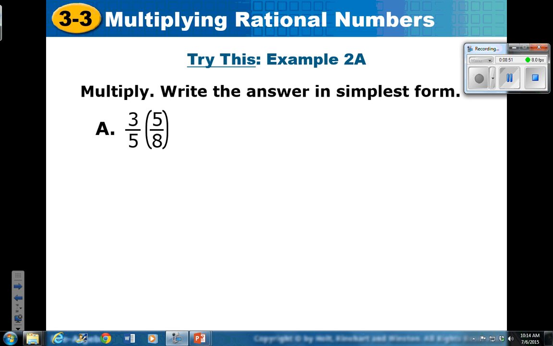So our problem is 3/5 times 5/8. We're looking to cancel. We've got a 5 on the top and a 5 on the bottom. That's the simplest kind of canceling. Those both go away and become 1s. 8 and 3 do not share a common factor, so there's nothing else to cancel. 3 times 1 is 3, and 1 times 8 is 8, and 3/8 is already in simplest form.